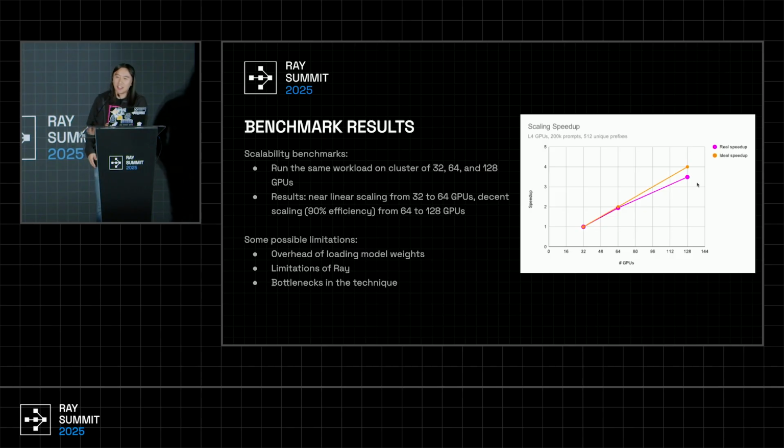Some possible limitations that we can further explore in the future that will help with the scaling are: 1, there is some fixed overhead of loading the model weights, somewhere between 30 and 60 seconds, and that's fixed across the different sizes. So as your actual inference time decreases, the model weight loading time starts to dominate. The second one is that there may be some limitations in terms of the scalability that Ray offers. And the third one is that there are some potential bottlenecks in the technique. These are things that we are going to explore in future work.